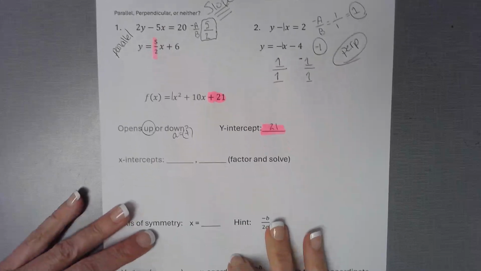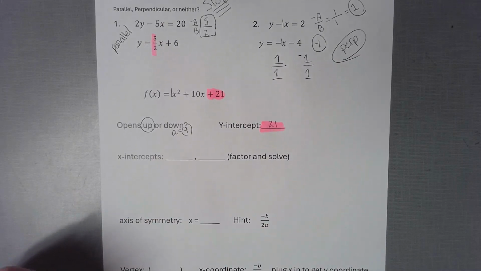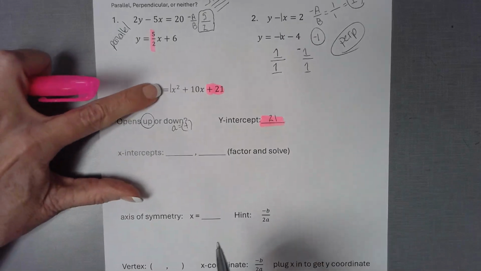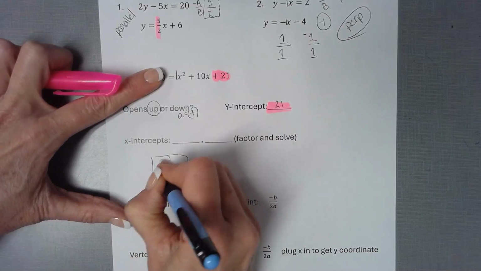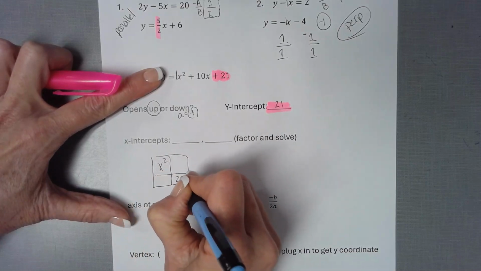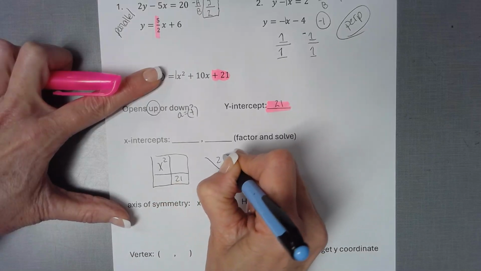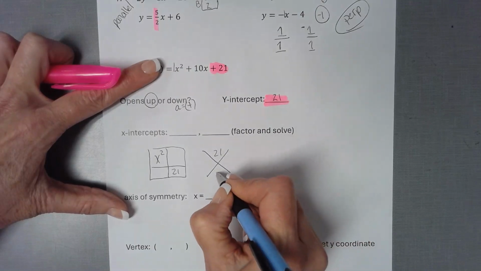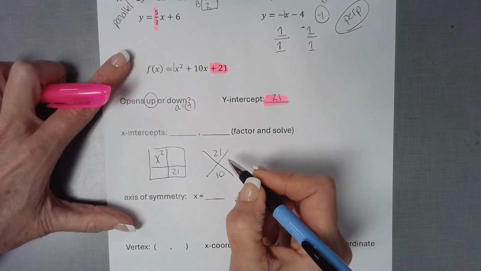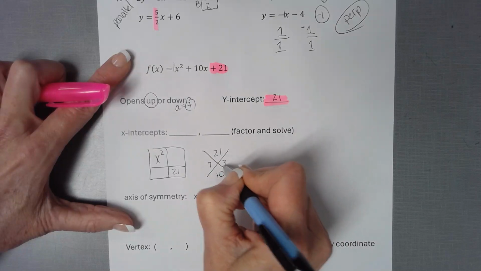Okay, now we got to do a little bit of work. How do we find our x-intercepts? Factor and solve. So I'm going to factor this, do a little box. We got x squared, we got 21. What goes in the bottom of the x? 10. Okay, what are my magic numbers? 7 and 3 are my magic numbers.